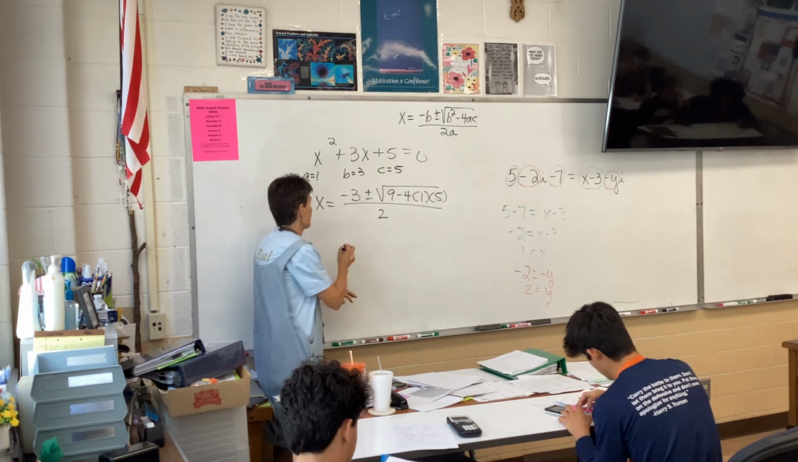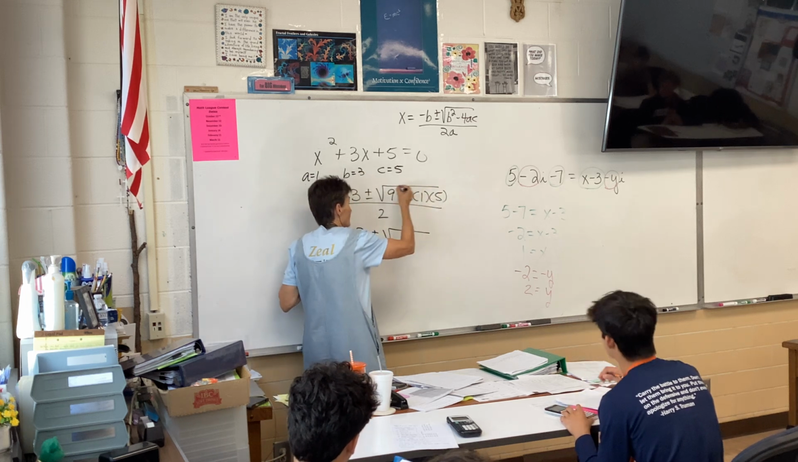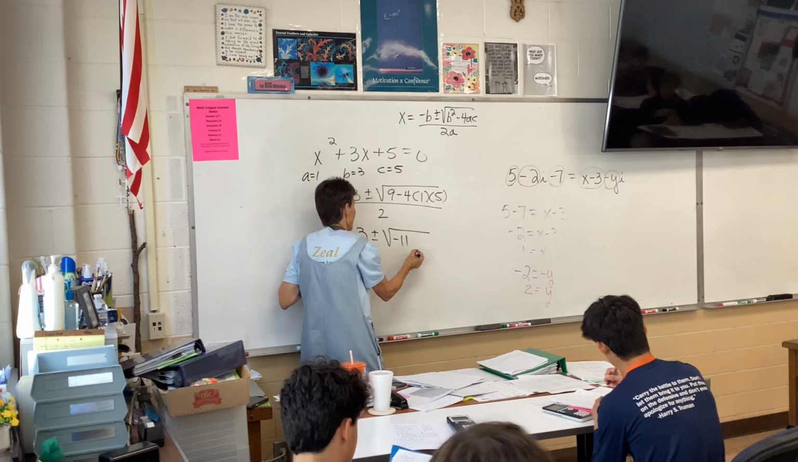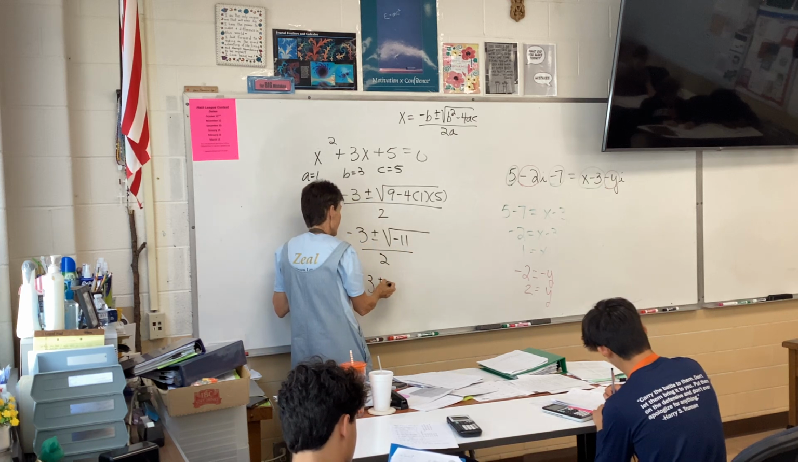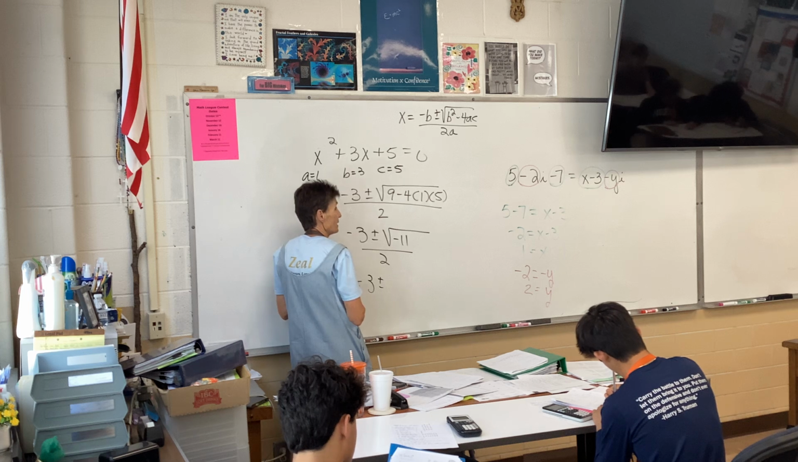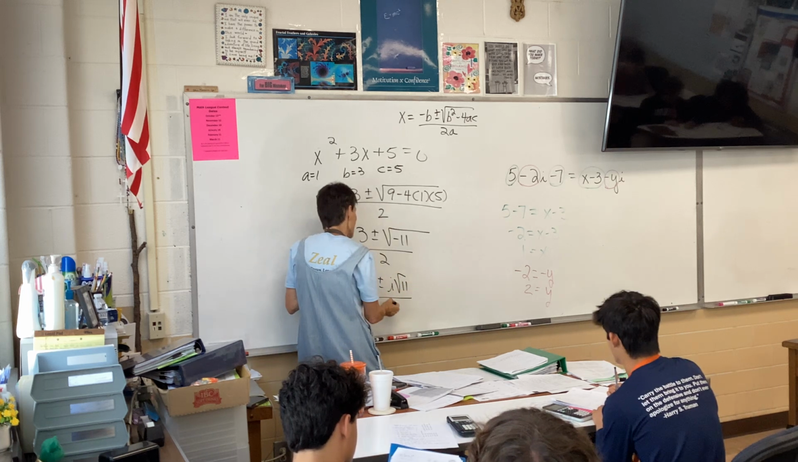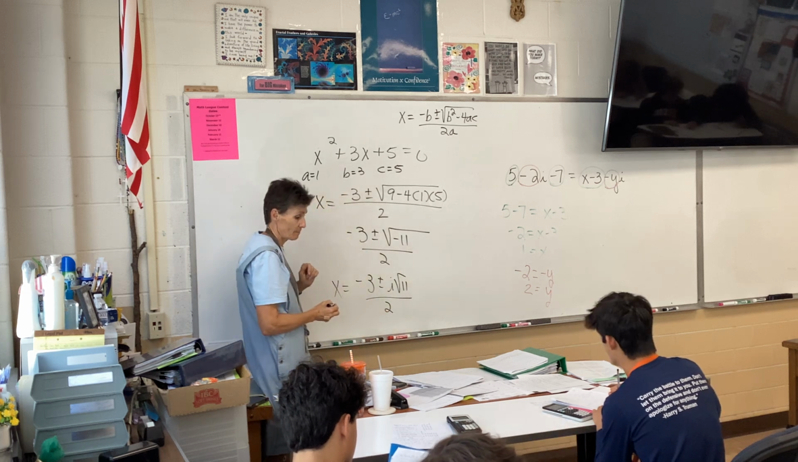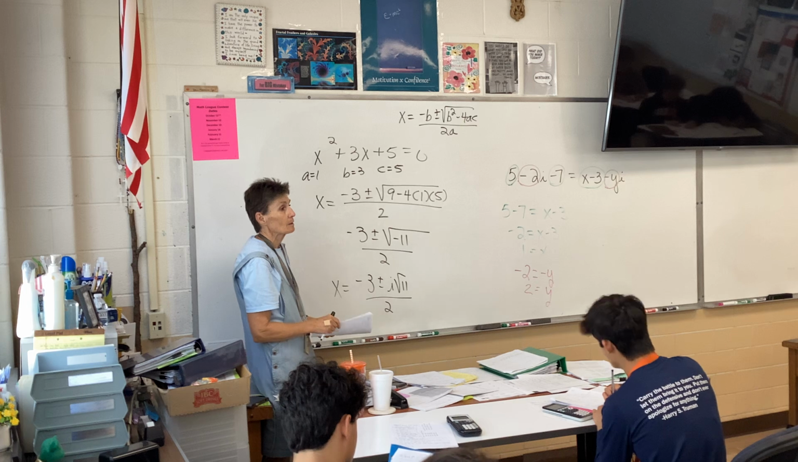Now what happens? What do I get underneath? Negative 11. And what do I do when I take the square root of a negative? Take the i out. Nothing cancels. You are finished with the problem.